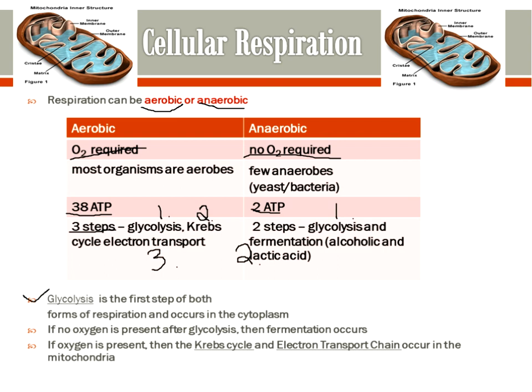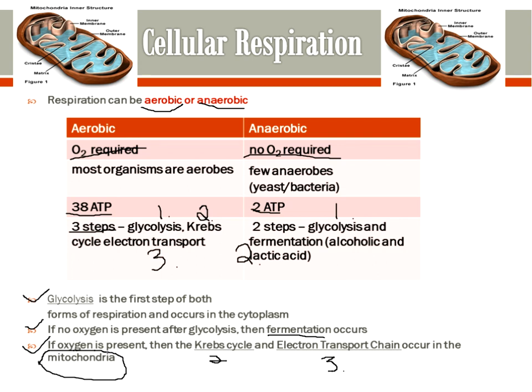Glycolysis is the first step of both, and that happens in the cytoplasm. If no oxygen is present, then remember it does fermentation. But if there is oxygen present, then it'll do the Krebs cycle second, and the electron transport chain third. And this all happens in the mitochondria.